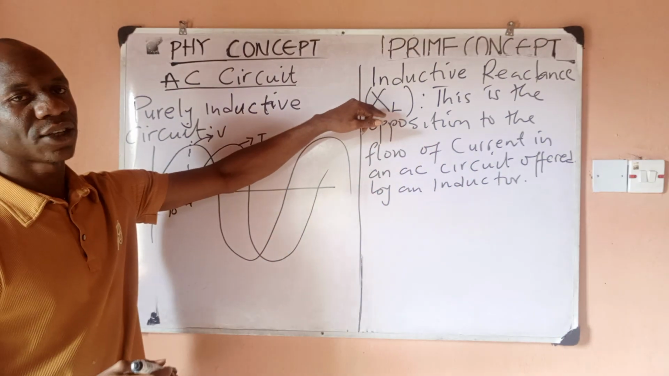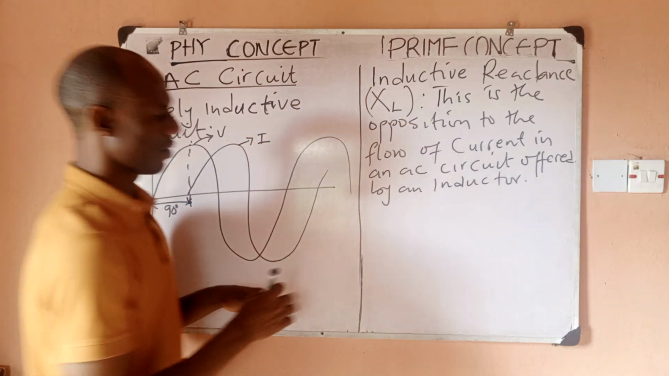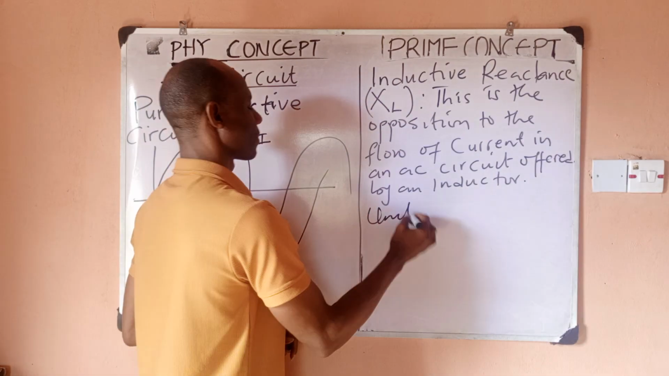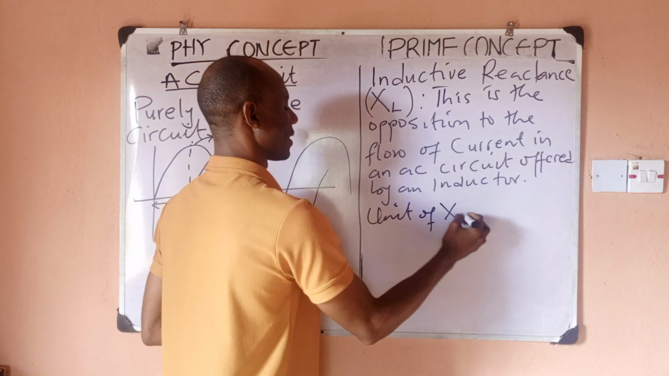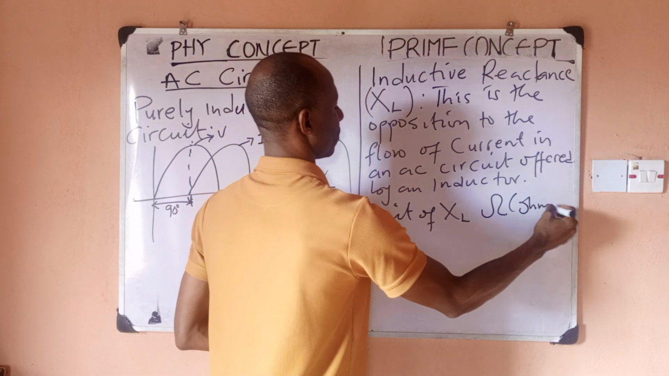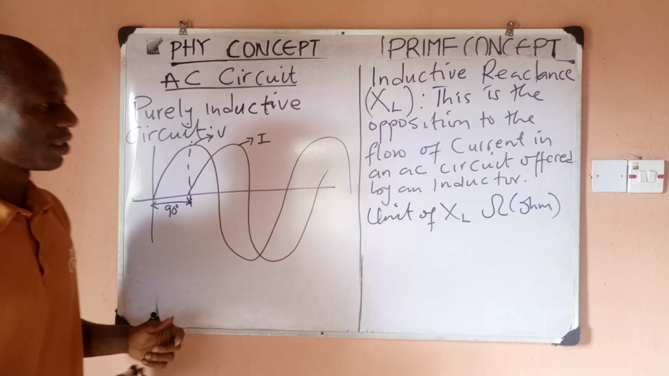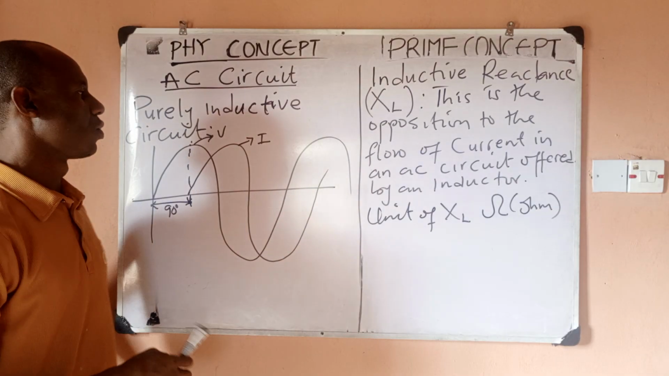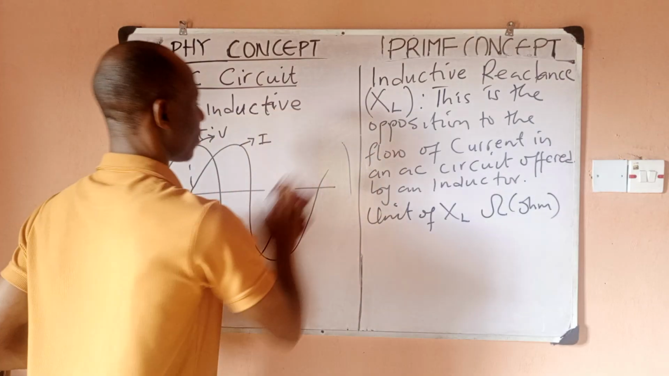Now, since this is actually a resistance, what is the unit? Of course, the unit of XL is actually ohms. So it is a resistance, so it is measured in ohms. So it's very important to take note of it.